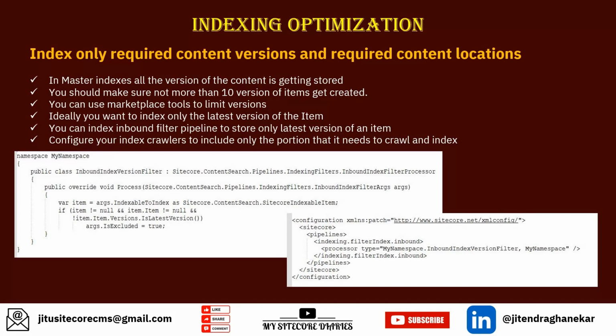And second part is the crawling. So if you see the default index configuration, there is an indexing crawler where you give the path. Okay, so give the path only which is required to be crawled. There might be a part of your content tree which may not be required in the search query. You try to exclude that in your crawler.